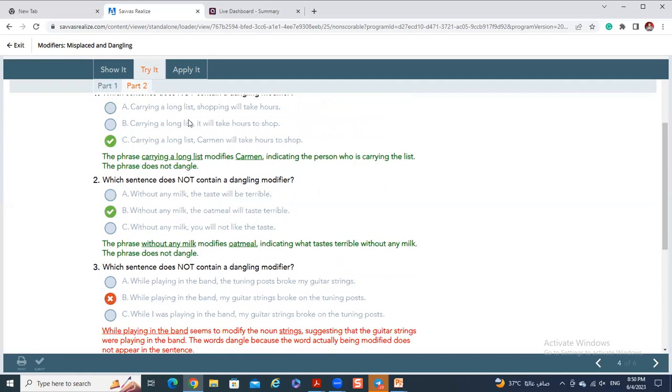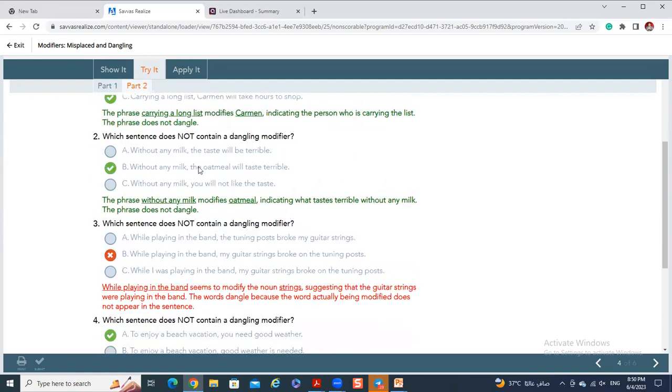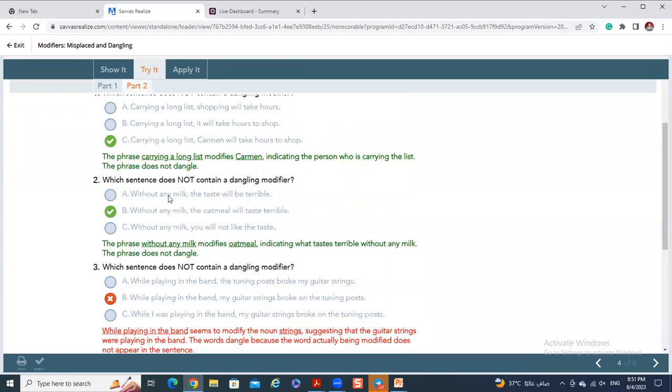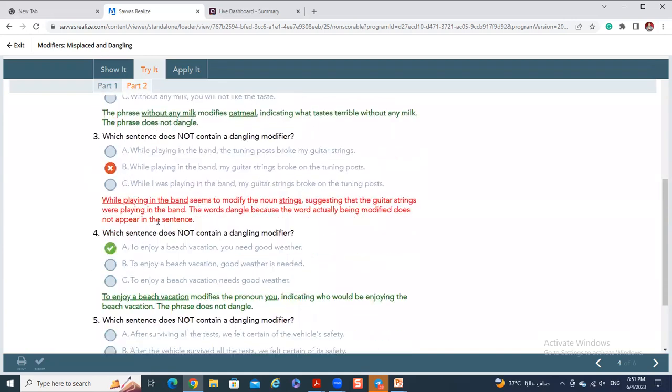Many mistakes. The first one I explained for you. The second one: without any milk, it modifies oatmeal. Without any milk, it will not modify taste. Without any milk, it will not modify you. The same thing here: while playing in the band, the post. How, while playing? Who's playing? It's not the post. The same thing. It's not the guitar. It's the one that is playing. Engineer Taha, while I was playing in the band, now he modified, he just corrected.